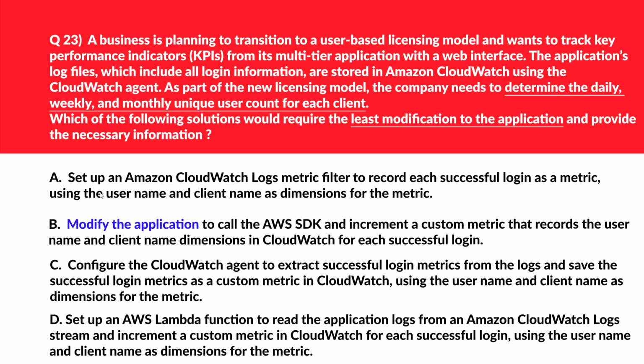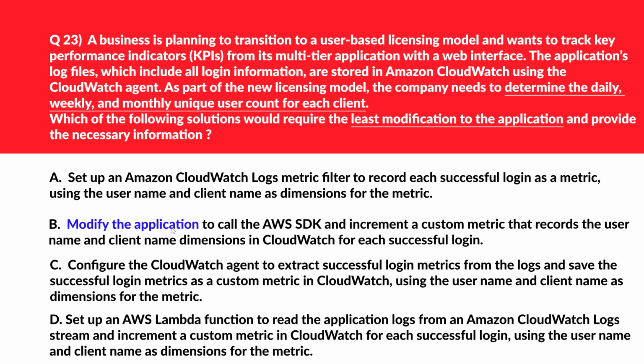We'll first look at option A. Option A says set up an Amazon CloudWatch Logs metric filter to record each successful login as a metric using the username and client name as dimensions for the metric. This needs the least changes to the application. As per the question, it's written least modification to the application. So let's park this. We'll move to option B.